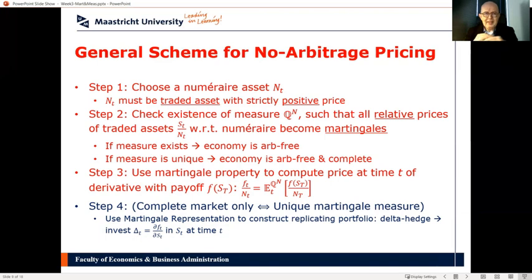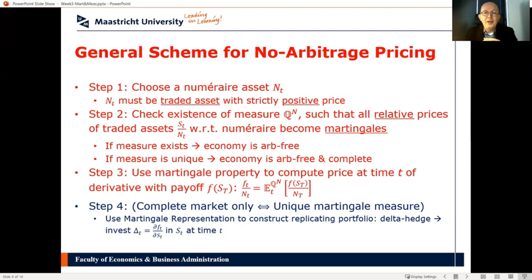What is the general scheme for doing a no arbitrage pricing? In the first step, we will choose a numeraire asset, which I denote now by N sub t. Basically, I have a freedom to choose whatever numeraire asset is nice to work with or convenient to do the computation. So there is a degree of freedom here, that I am free to choose whatever numeraire asset I like. And we're going to use that later in the course, because for more complicated options, it really turns out to be helpful to make a clever choice of your numeraire asset.